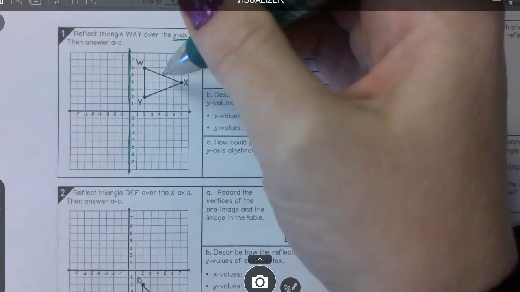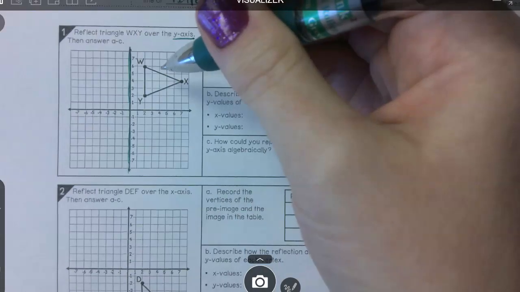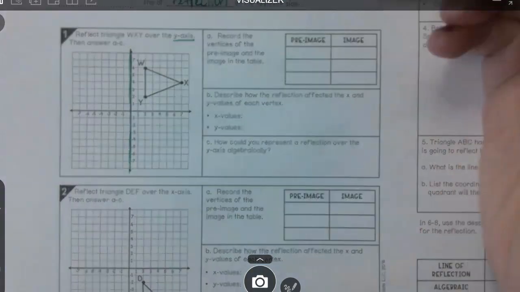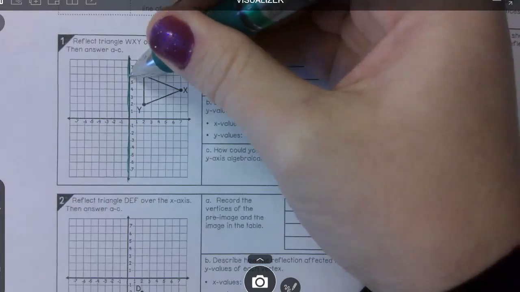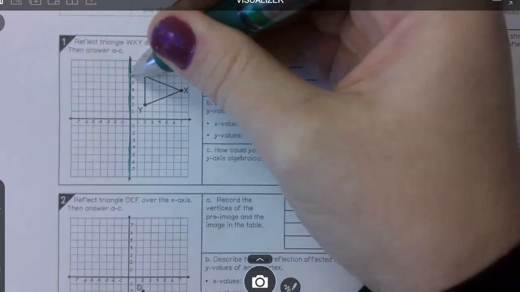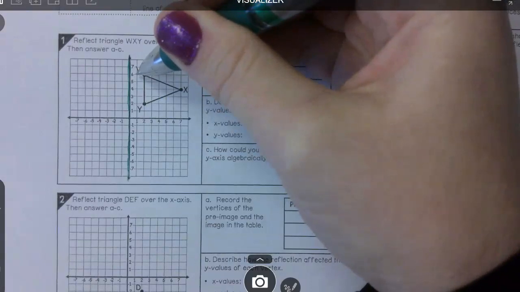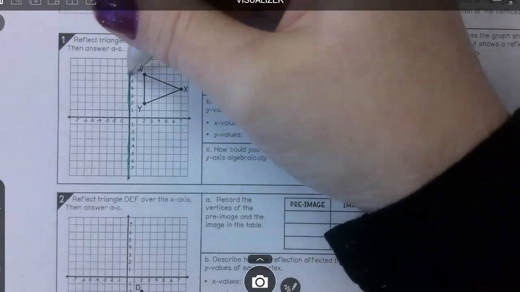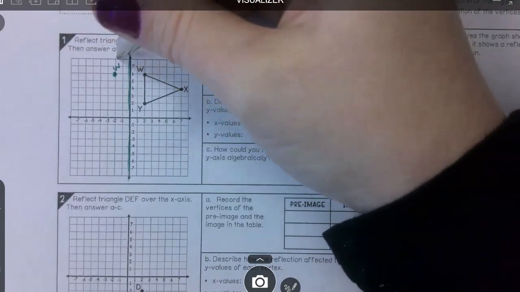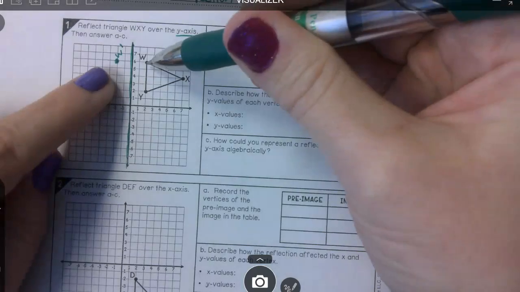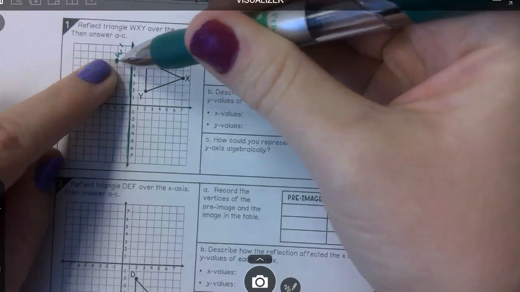Now, we can also mirror over the x-axis and go the other direction, which we will do in just a minute. Okay, so basically, you see the W right here? If W was looking into this mirror, you see how it's 1, 2 spaces away from the line of reflection? That means W prime needs to be 1, 2 spaces on the other side of the line of reflection. So you can see those 2 points are looking at each other through the mirror, and they're the same distance away from that reflection line.